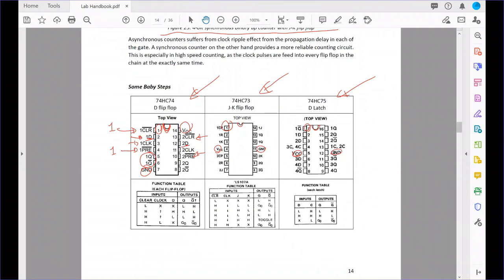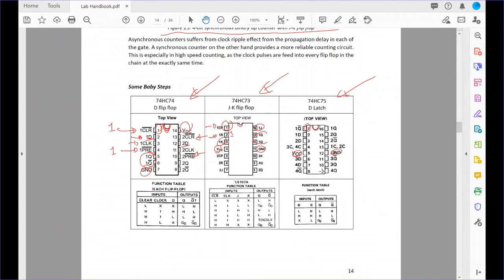Same goes for your JK. The JK also has two JK flip-flops. You can see there's a 1K, 1J here, then the Q for the first logic. Then this is the clock pulse for your JK flip-flops. Then this should be the reset for your JK flip-flops. So you need to supply a 1 to this reset so that it won't reset.